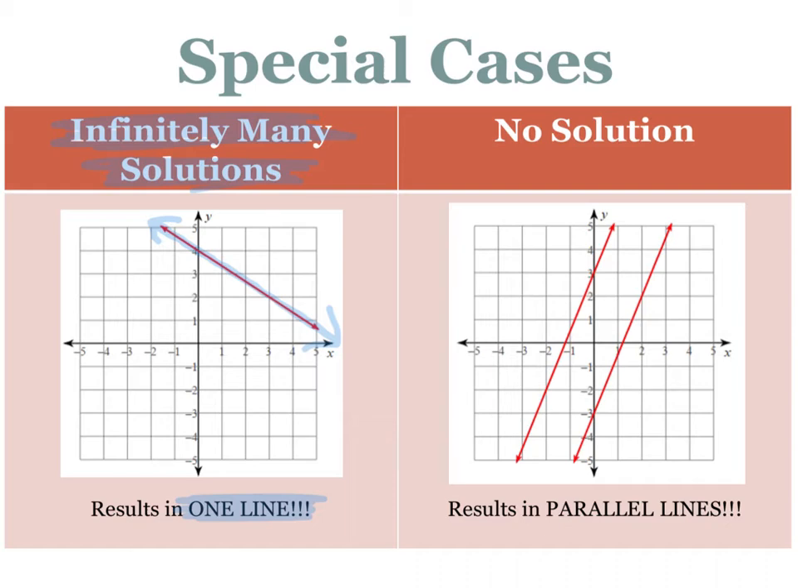The next type of special case we have is called no solution, and this is because it results in parallel lines, and what we know about parallel lines is that they never intersect. So if I look at these two lines, they're both going to continue forever and ever and never cross, so we don't have a solution to choose.